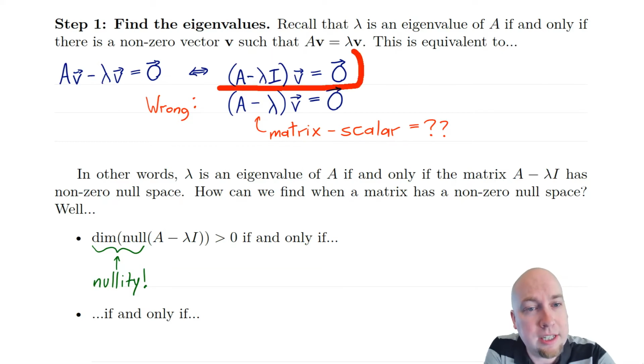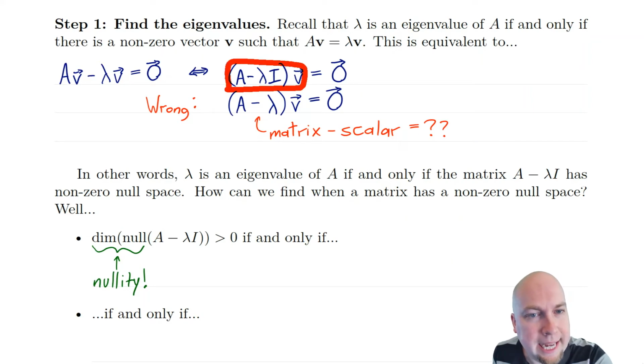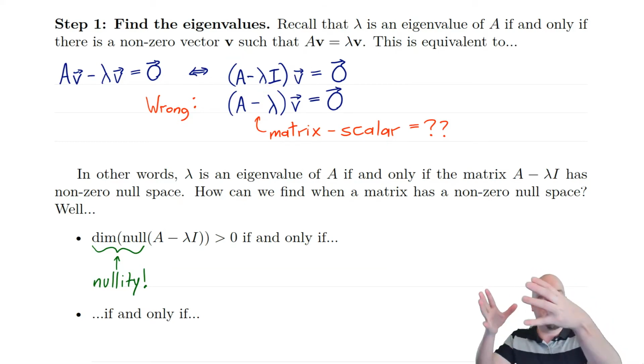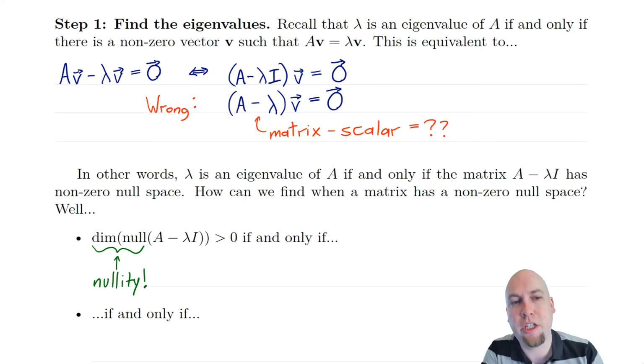The correct version is up here, and if you want to convince yourself that this is really correct, notice that I've got matrix minus matrix, so that is a thing. Also, if I multiply this back out, I get AV, and I get minus lambda IV, and the I times V just becomes V, so I get minus lambda V. This is the correct way to factor out a scalar times a vector: throw an identity matrix in there just to make it actually work.